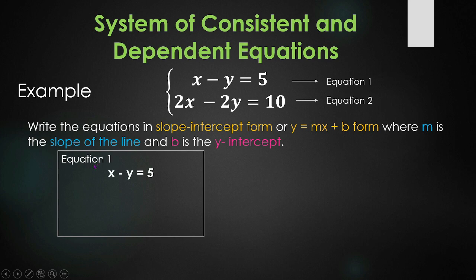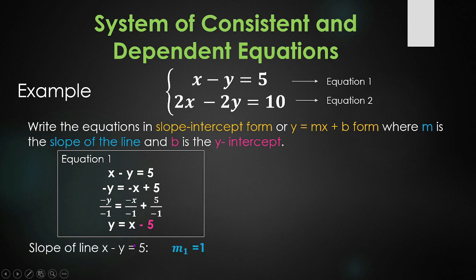x minus y equals 5. We transpose x to the right side of the equation. So we have negative y equals negative x plus 5. Since y is negative, we are going to divide both sides of the equation by negative 1. Negative y divided by negative 1, the answer is positive y. Negative x divided by negative 1, the answer is positive x. And 5 divided by negative 1, the answer is negative 5. So this is the slope-intercept form of equation 1. y equals x minus 5.